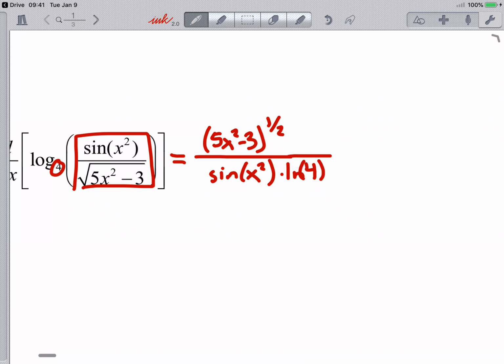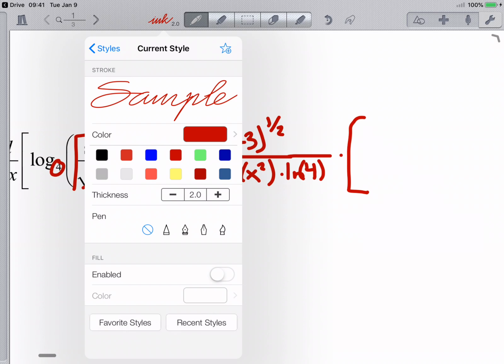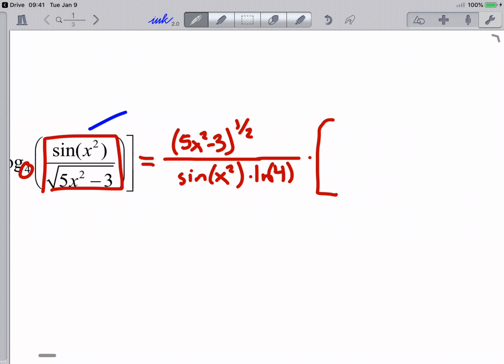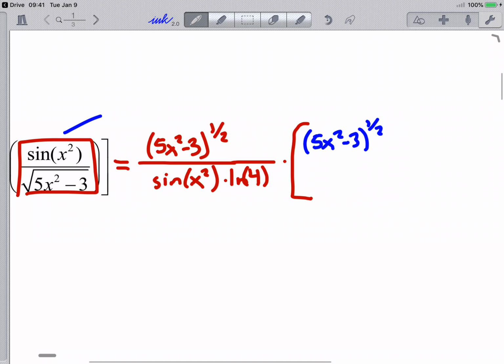So that's the easy part. 1 over my inside function, multiplying by the natural log of my base on bottom. Now I have to multiply all of this by the derivative of the inside. So I need to do quotient rule for this. So I'm going to copy low d high. So I copy the bottom down. Derivative of the top is going to be cosine of x squared times the derivative of x squared, so it's going to be times 2x cosine of x squared.